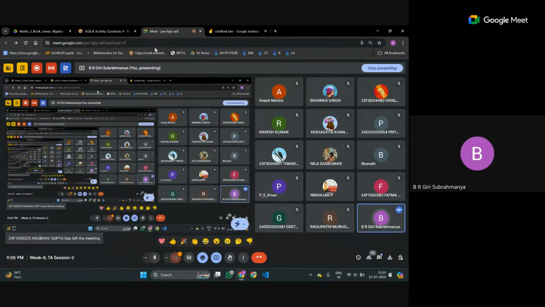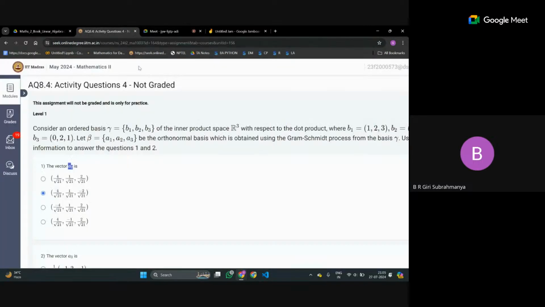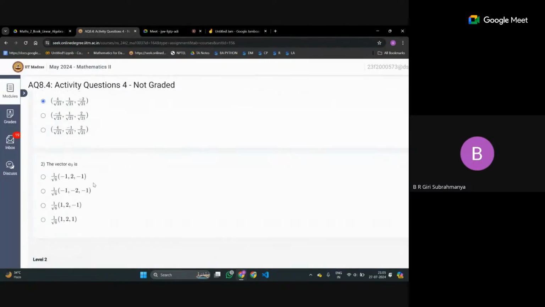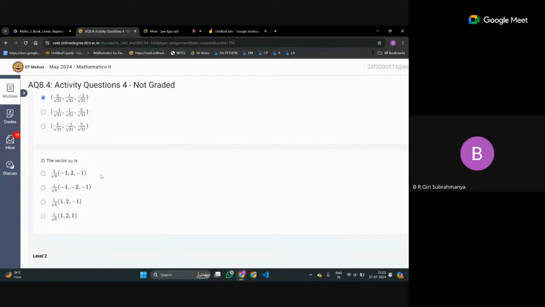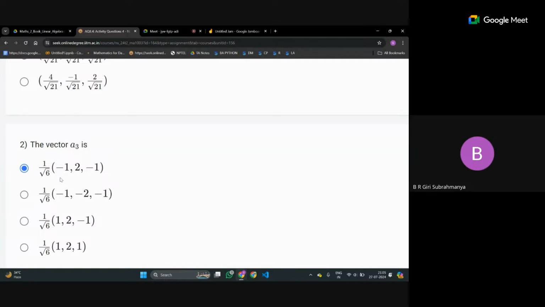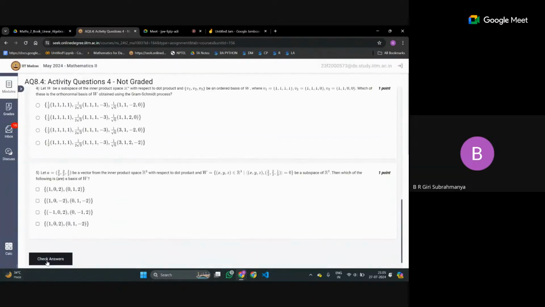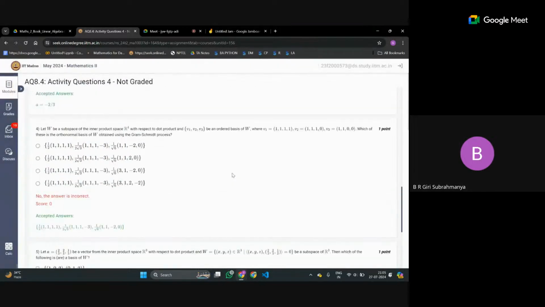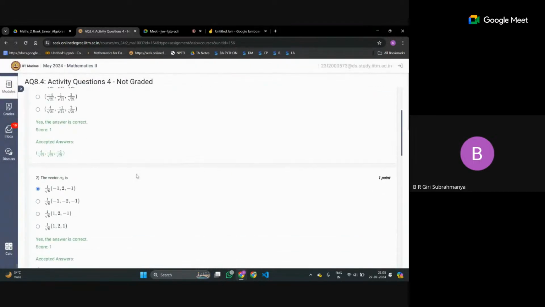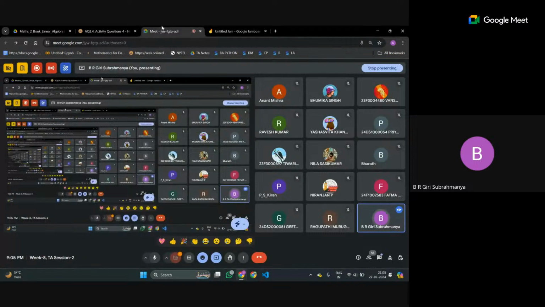Hope you all understood, right? Let us see whether this is correct or not. 1 by root 6 times (-1, 2, 1). Yeah, this first option itself is correct. Let's just check these two. Yeah, so these two are correct. Hope you all understood how to do the Gram-Schmidt process, right?